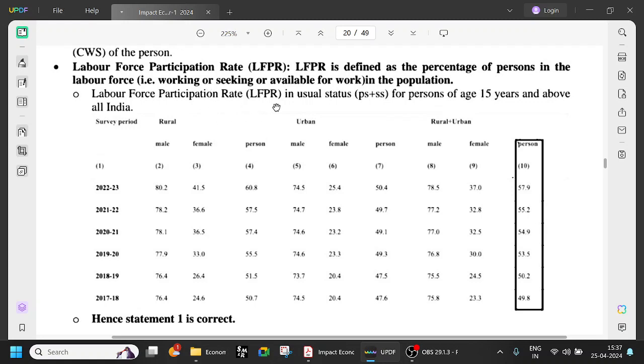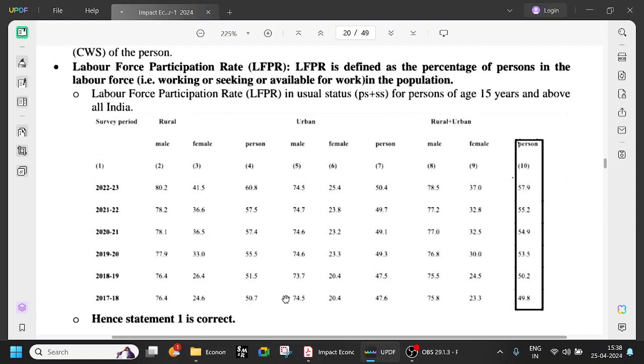Now, the labor force participation rate, what is it saying? In 2022-23 it is 57.9, and in 2017-18 it is 49. So from 49, it has slowly come to 57.9. And this is rural plus urban. In rural areas, it is 76% for male and 24% for female.